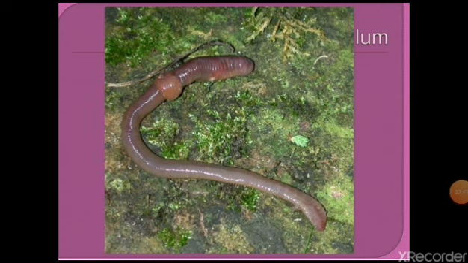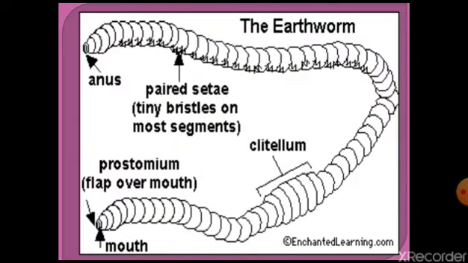Here you can see an earthworm. We will discuss all these features, like this swollen region. Here you can see its mouth, anus, and clitellum. The mouth is covered with a flap known as the prostomium, which is sensory in function. It also has bristles on the majority of its segments. We will go through that.